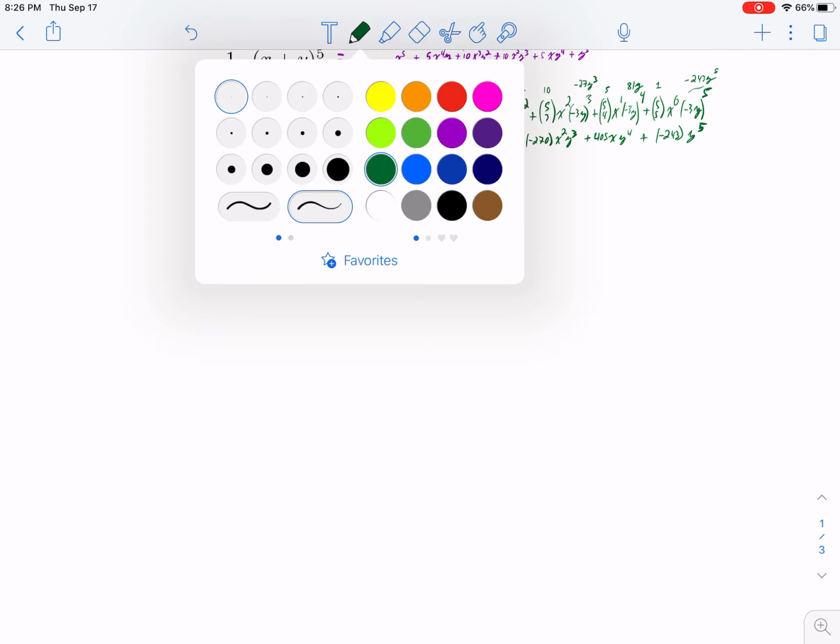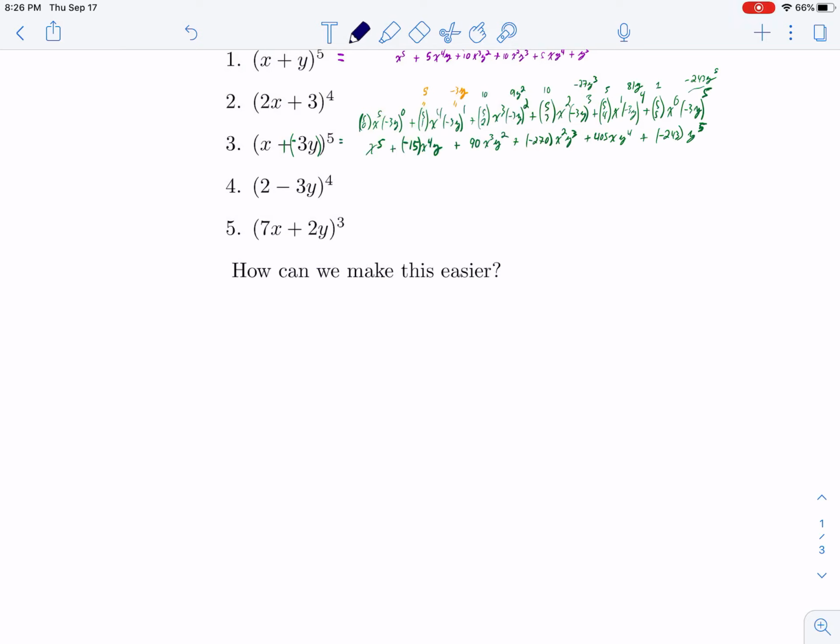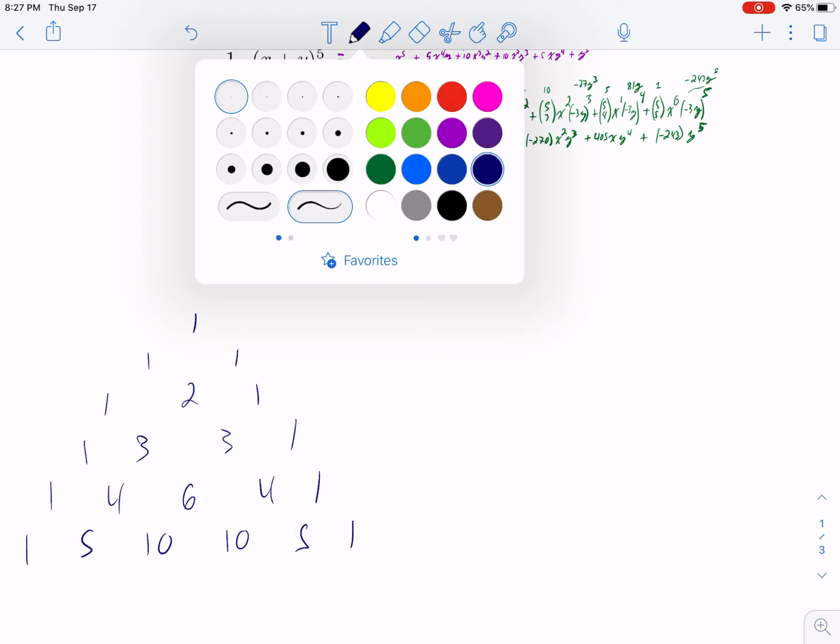Well, we can use Pascal's Triangle. Now, I know a bunch of you were groaning when I said Pascal's Triangle, but we'll be okay. What's important to remember is that it's just an easy way to calculate the binomial coefficients. So if you remember Pascal's triangle, it kind of looks like this. It's 1, 1, 1, 1, 2, 1, 1, 3, 3, 1, 1, 4, 6, 4, 1, 1, 5, 10, 10, 5, 1.